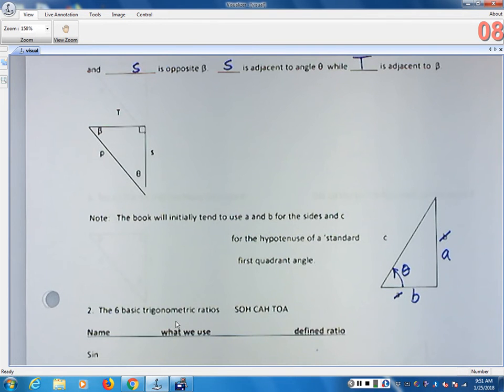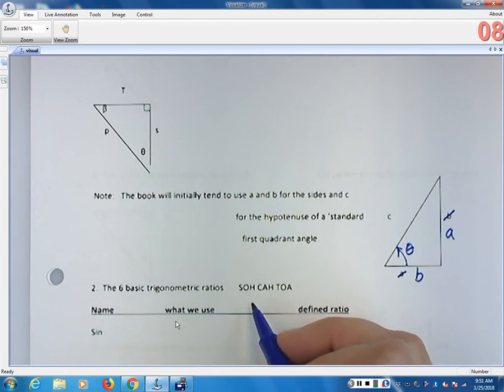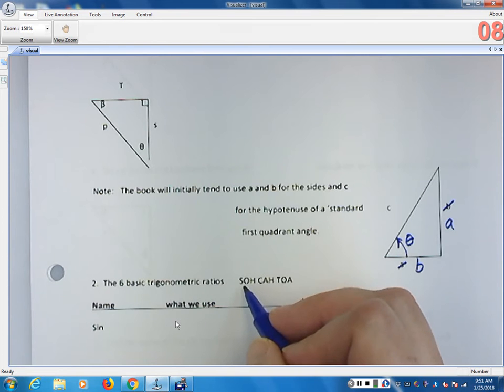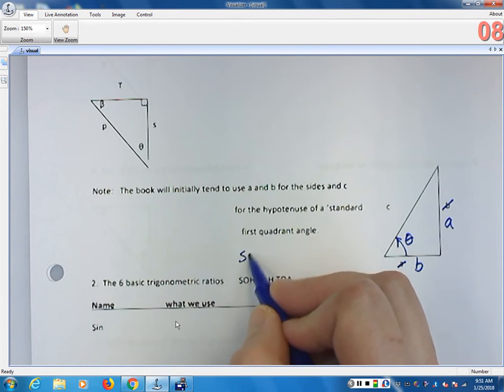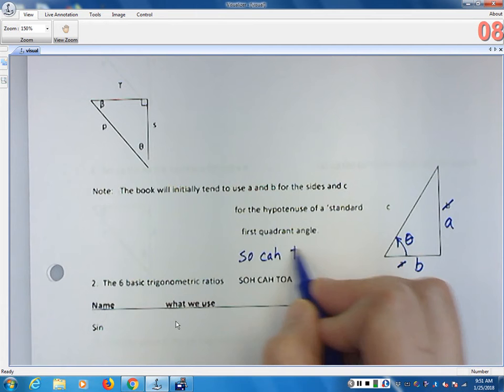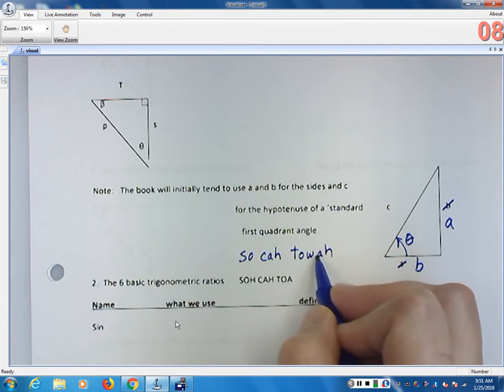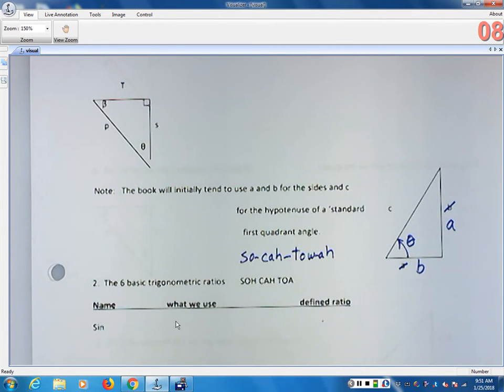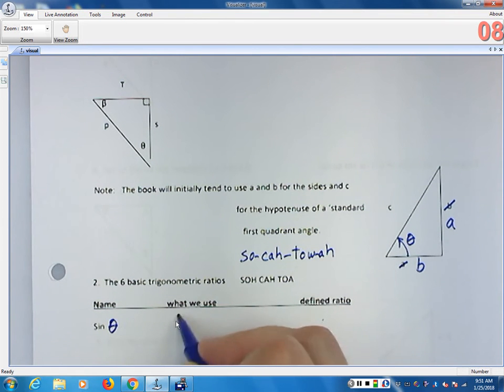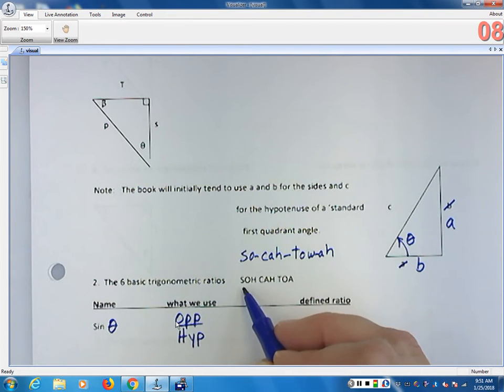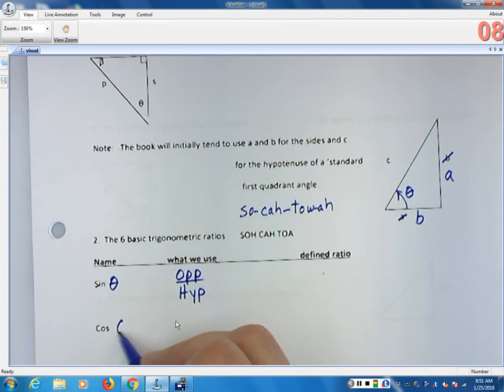So you can say SOHCAHTOA if you want to pronounce it. Or let's see, I've got it in my book here. Sine of theta is opposite over hypotenuse. This is the way to remember it. Sine is opposite over hypotenuse. Cosine is adjacent over hypotenuse.